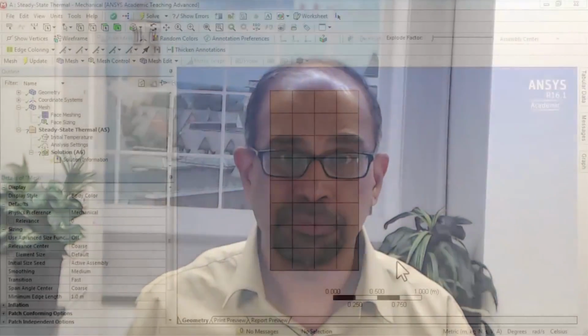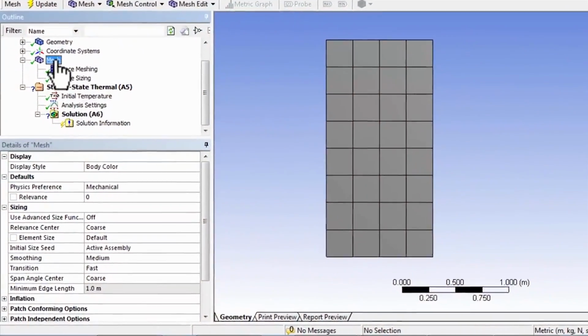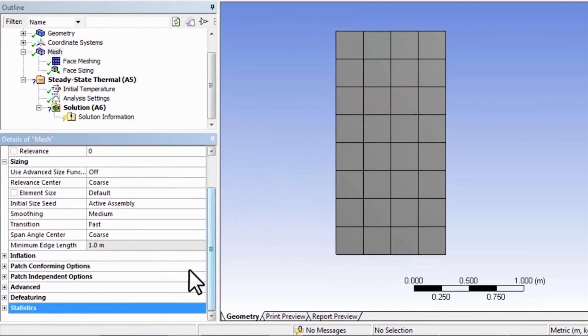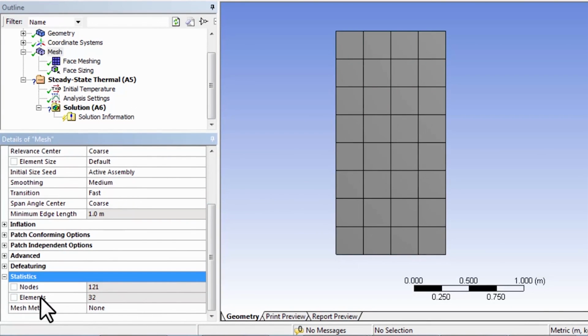In the meshing step, we don't affect the mathematical model, but we give the solver some key information about how to implement the numerical solution to that mathematical model. Let's take a look at what that information is that we're giving the solver. If I highlight mesh in the tree and go to statistics, first I see that there are 32 elements.